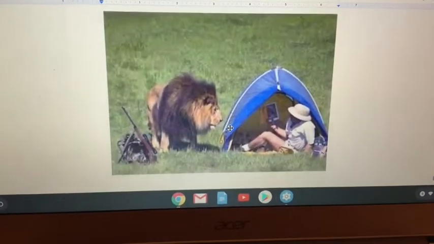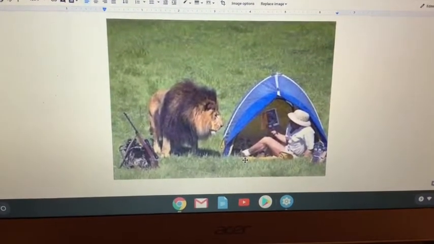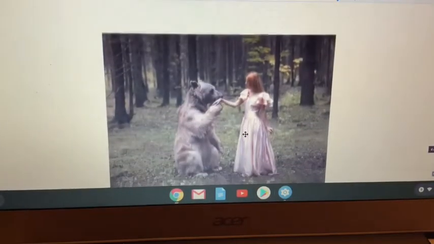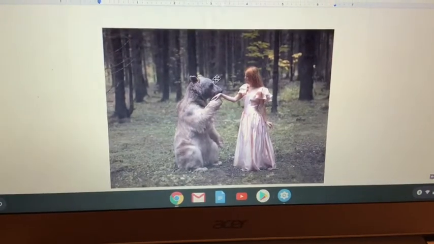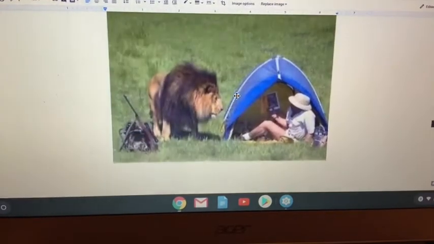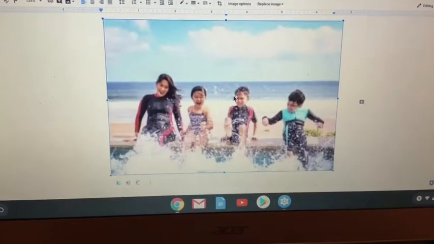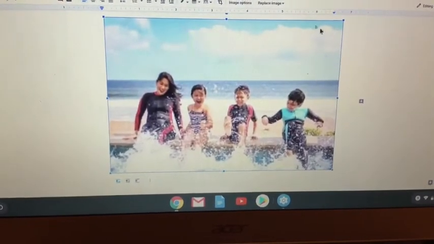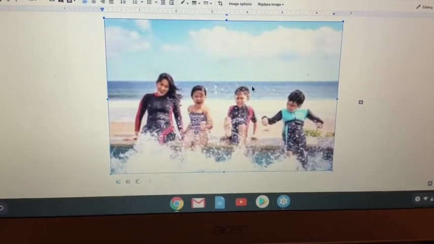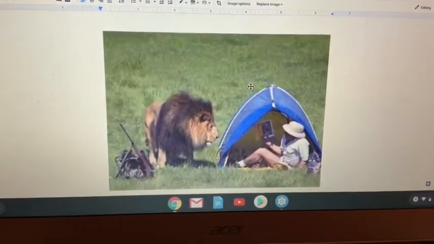I have another one if I keep scrolling a little bit down. Here's another picture. There's a lion here and a lady. It looks like they're having a chat, guys. So here's another picture. And there's one more. Oh, look how sweet. So you can pick one of these three pictures to write what is happening in the picture. And I think I'm going to go ahead with this lion one. I find this picture quite interesting.